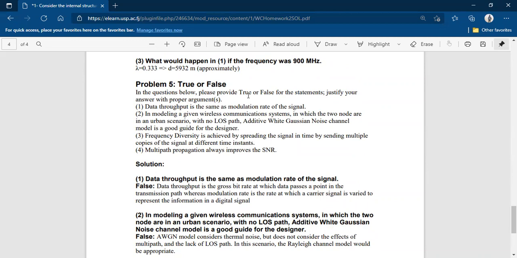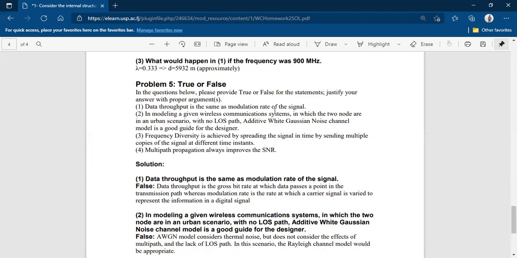In the questions below, please provide true or false for the statements and justify your answer with proper arguments. Data throughput is the same as the modulation rate of the signal. Data throughput is not the same as your modulation rate, right? So data throughput is the data rate that we are talking about.